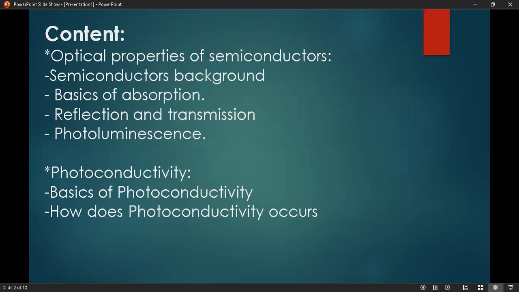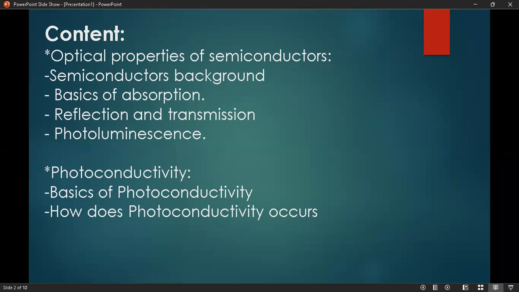The contents of our presentation will be optical properties of semiconductors. Semiconductor background: as you know, semiconductors are materials that have properties intermediate between conductors and insulators. The optical properties of semiconductors play an important role in electronic devices, such as solar cells, light-emitting diodes, lasers, and others. Then we'll talk about the basics of absorption, reflection, diffraction, transmission, and photoluminescence.